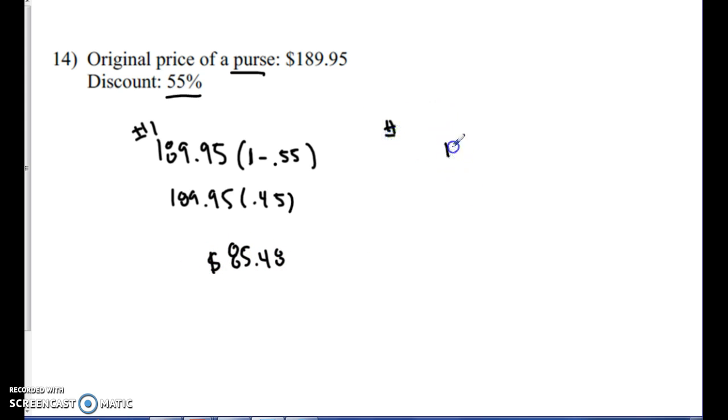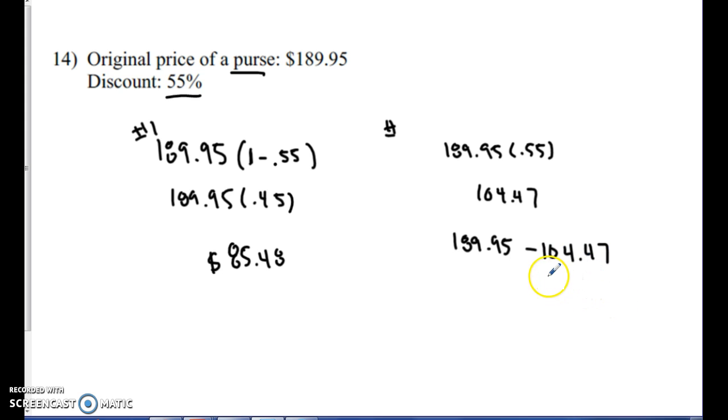Another way for me to take this is I'm taking $189.95 and I'm multiplying it by 0.55. So I want to figure out what 55% of this object is. And when I do that, I got it to be $104.47. So that's what 55% of that whole thing is. And that's a discount. So what I'm doing is I'm taking my total cost, which was $189.95, and subtracting $104.47 from it to figure out what my object is. And it is $85.48.